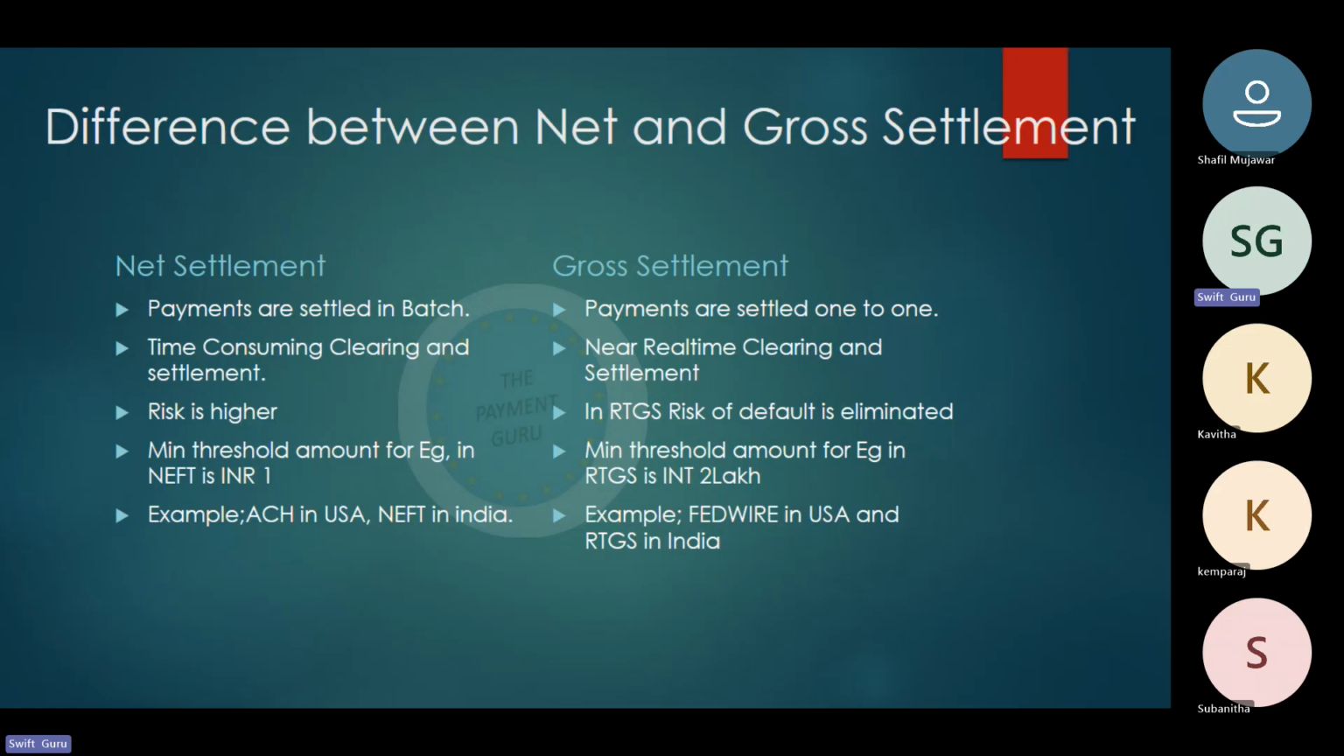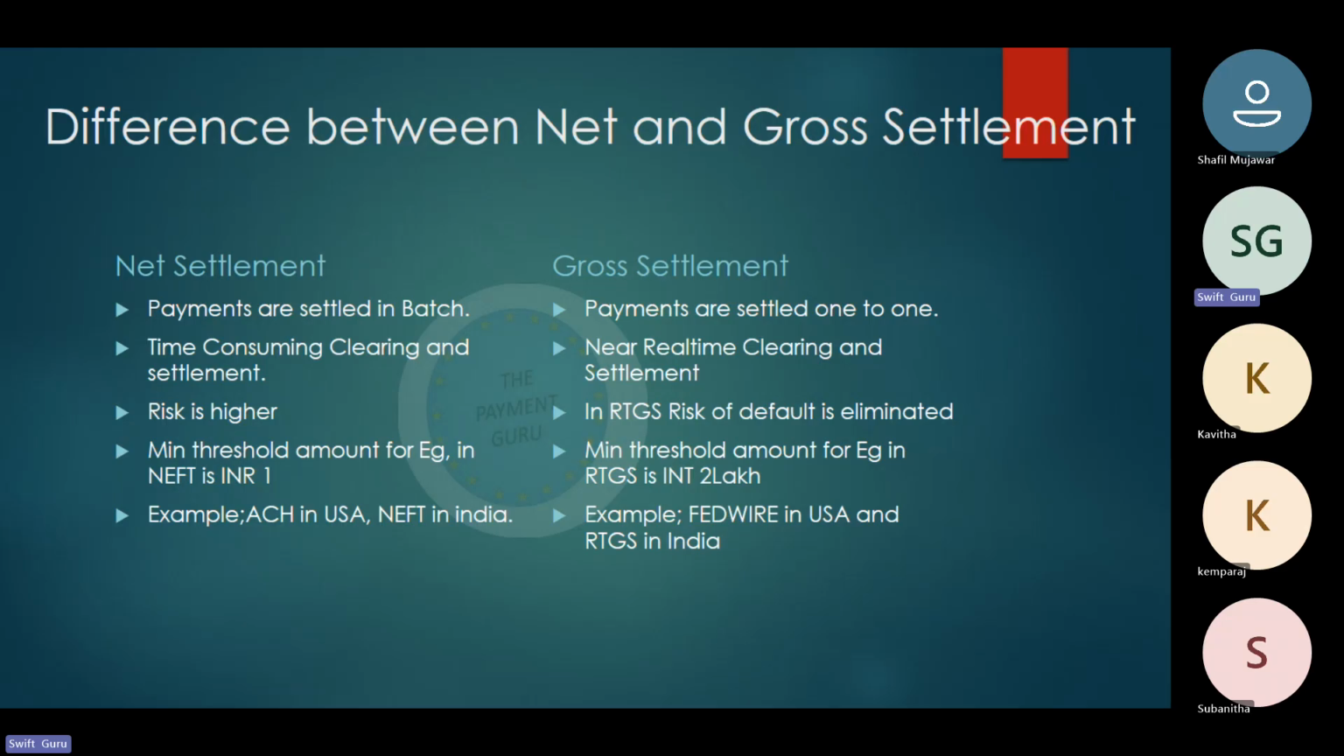In a net settlement system, the minimum threshold generally will be very low. Generally, it is one single currency unit in the respective country. For example, in India, for NEFT, rupees 1 is the minimum threshold amount, and they have not defined a maximum. In a gross settlement system, they have defined a minimum threshold amount: 2 lakhs and above only you can transfer. Real-time gross settlement, RTGS, in India.